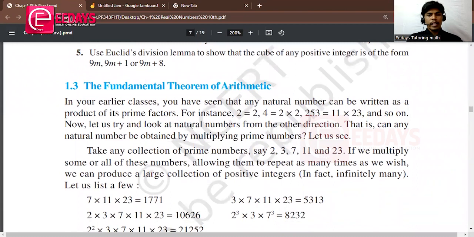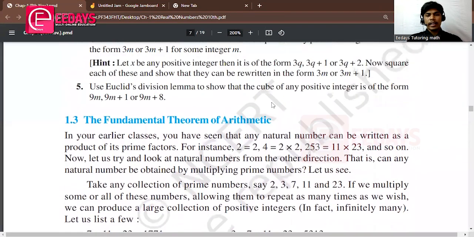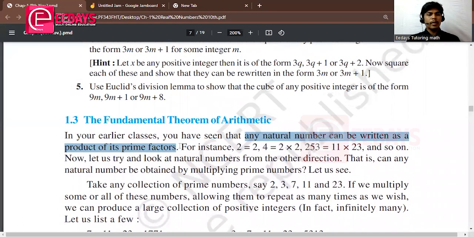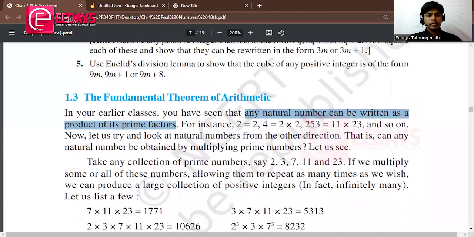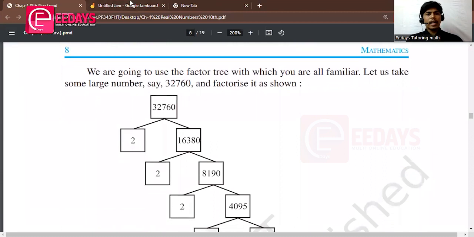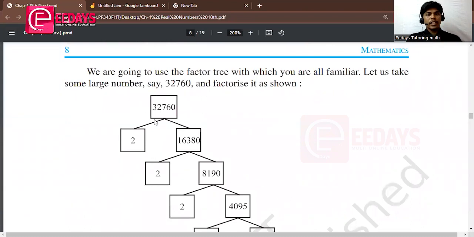So observe the statement carefully: any natural number we can write as a product of prime factors. I hope everyone understood. This statement is important, and we solved one example. I took 64 as the number, then we converted it in terms of 2. Here 2 is the prime factor, that's why the base is 2. Now, if we are given a large number like 32760, a 5-digit number.